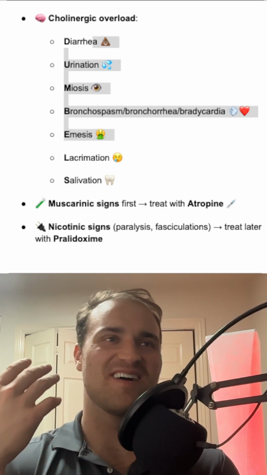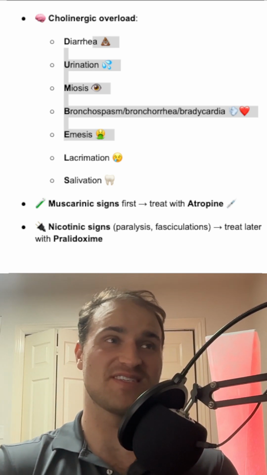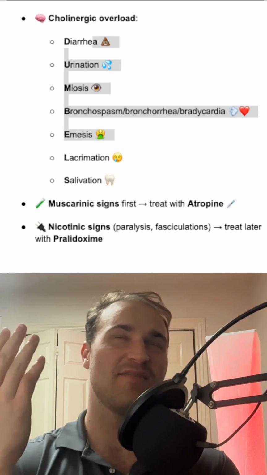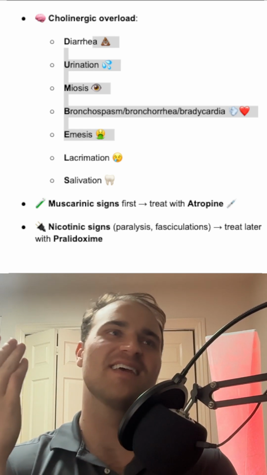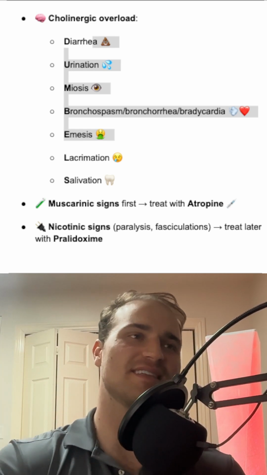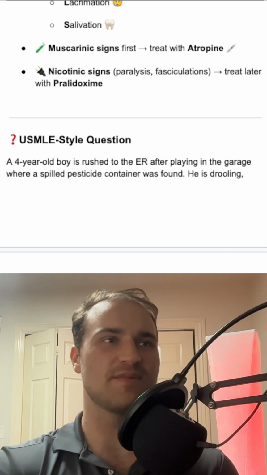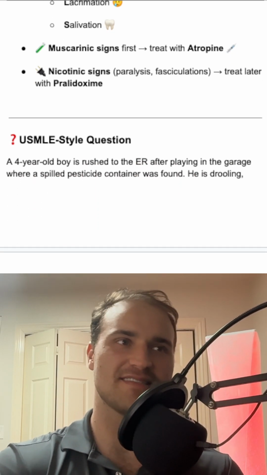Organophosphates are acetylcholinesterase inhibitors. So they inhibit acetylcholinesterase. So then, if you don't have acetylcholinesterase, then acetylcholine will build up in the synapses. And that leads to constant stimulation of these muscarinic receptors. And that's why you get all of the parasympathetic signs, right?